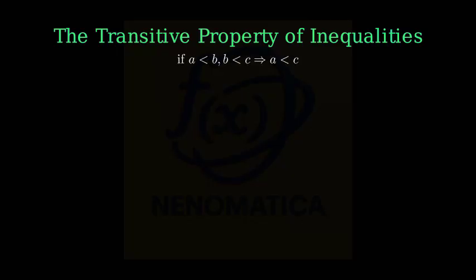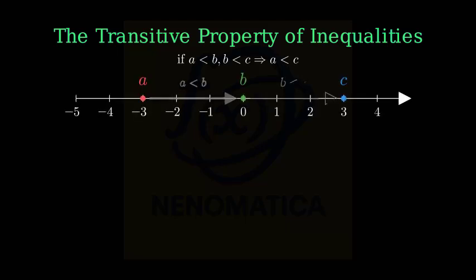If we have a is less than b and b is less than c, then we can conclude that a is less than c. Let's visualize this on a number line to make it more intuitive. If a is to the left of b on the number line, and b is to the left of c, then it's clear that a must be to the left of c. This gives us the conclusion that a is less than c.